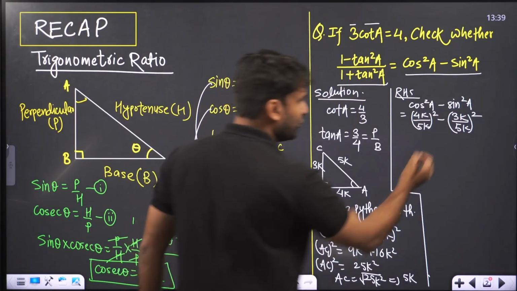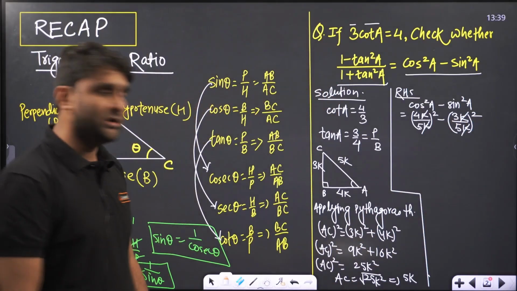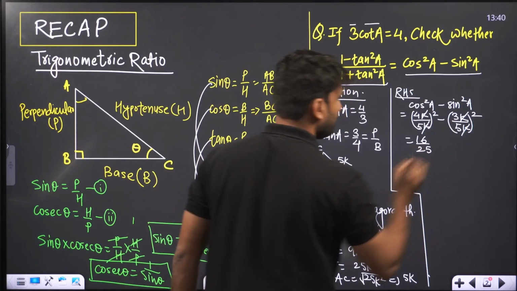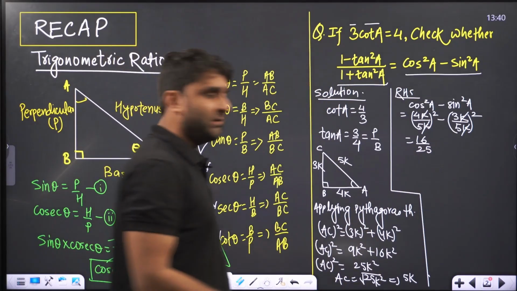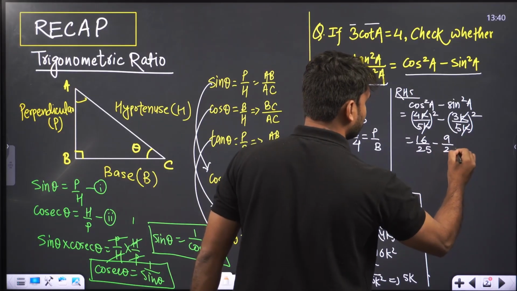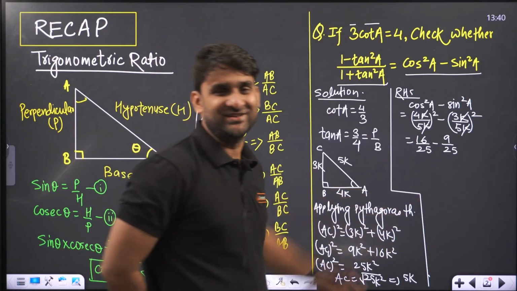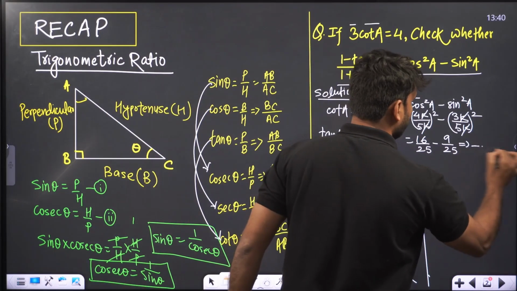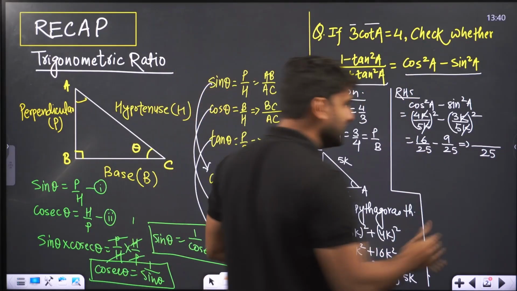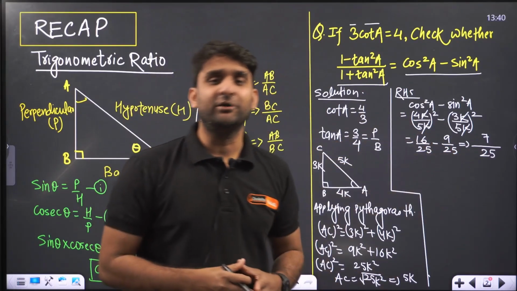Clear everyone? First cancel k, because k is present in both numerator and denominator. Now 4 by 5 whole square, so we can write 16 by 25. 4 square is 16, 5 square is 25, and here 3 square is 9 and 5 square is 25. Clear everyone? Basic mathematical calculation, guys. So let's take LCM. LCM will be 25, and the numerator remains as it is, 16 minus 9, and 16 minus 9 is 7. So on solving RHS, we are getting 7 by 25 as a result.